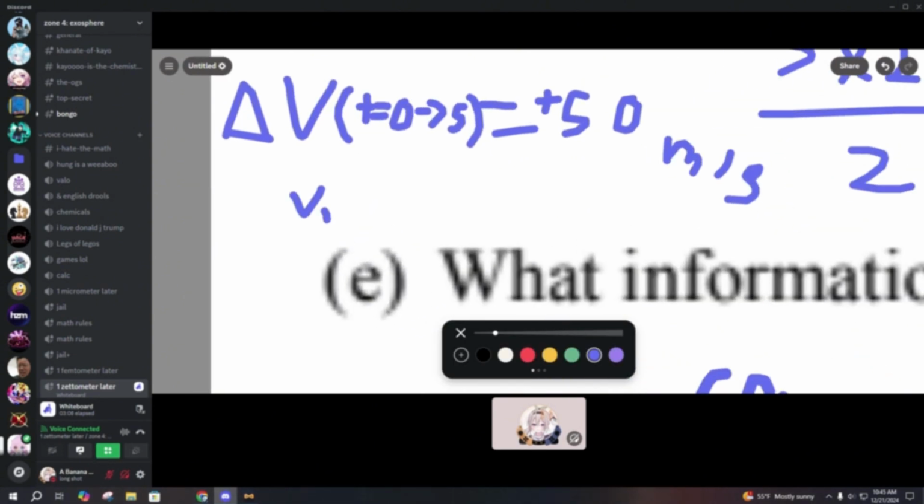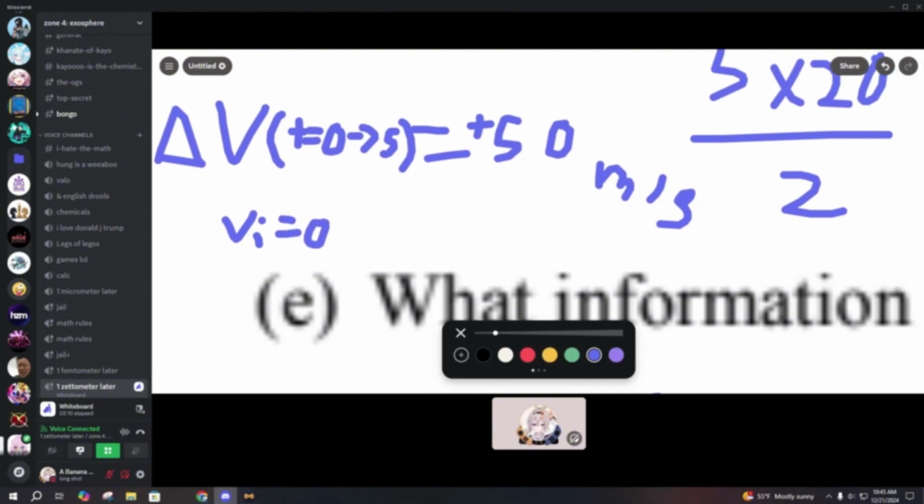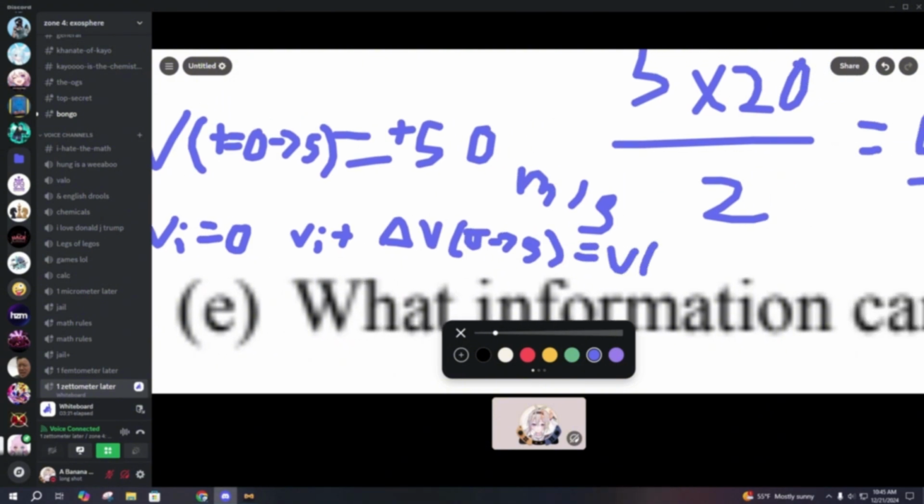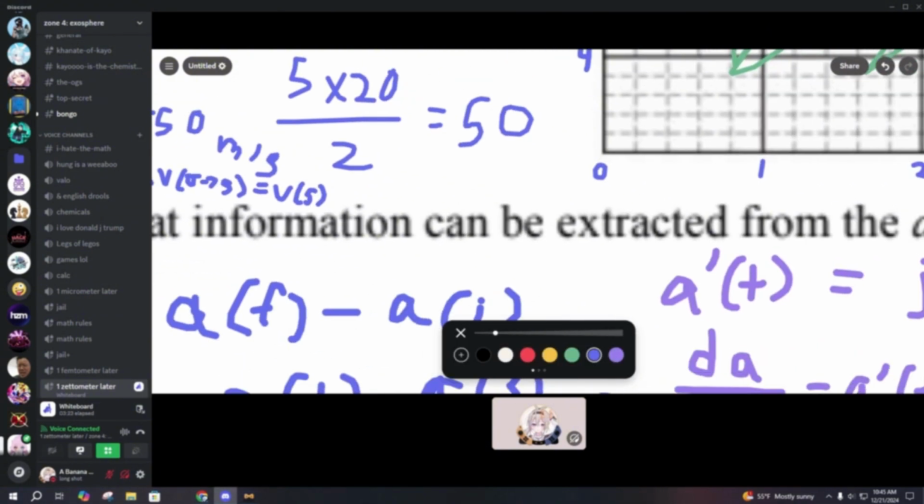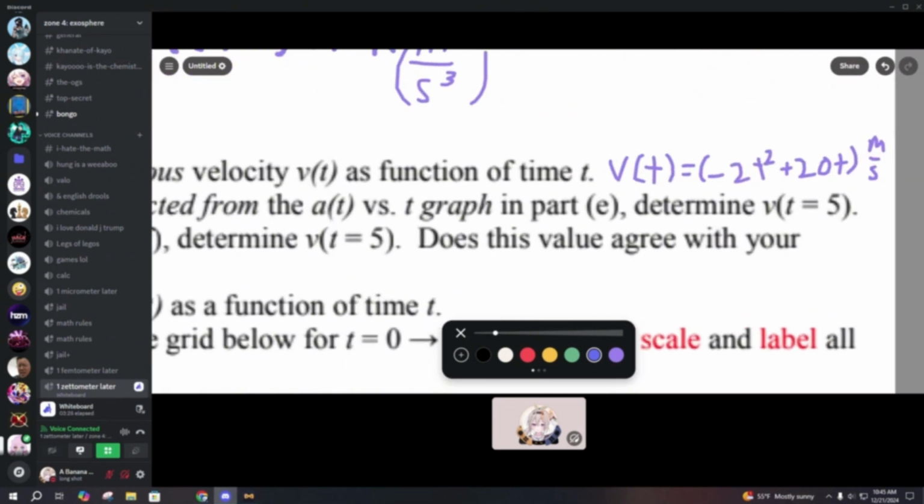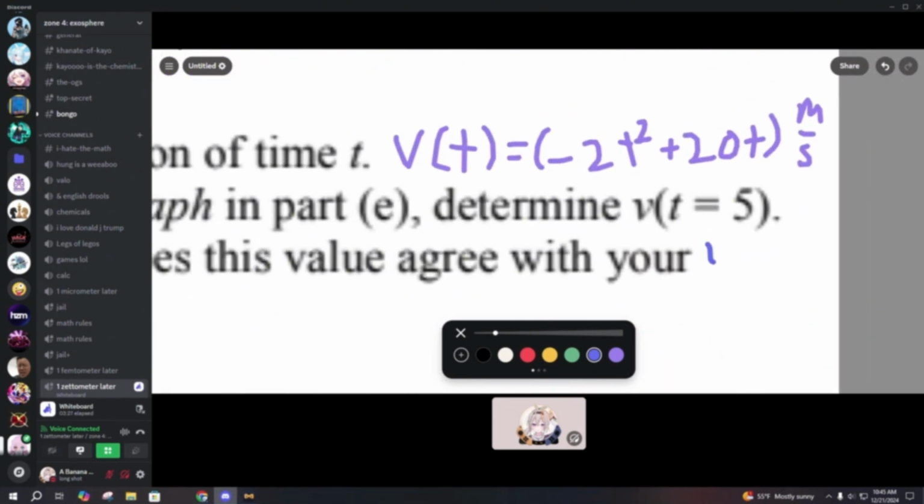Well, I know vi is equal to 0. So vi plus the change, delta v, from 0 to 5 would basically get me v at 5, which is just going to be flat out 50 meters per second. Oh yeah, he would write the t equals, so v at t equals 5 is simply equal to 50 meters per second in the positive direction.